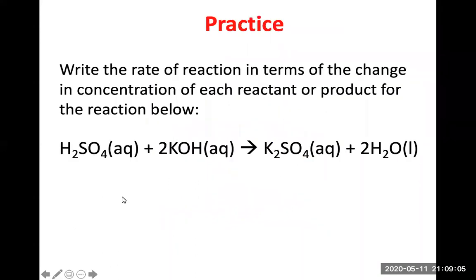Oh, I'm sorry, not the takeaway yet. Here's an example. So if you haven't done this yet, I would encourage you to just pause the video, take a moment and see if you can write the rate of this chemical reaction. And what you might want to do is think of writing it in terms of the change in concentration for each reactant or product. So do that, come back, and then I'll go ahead and solve it here.